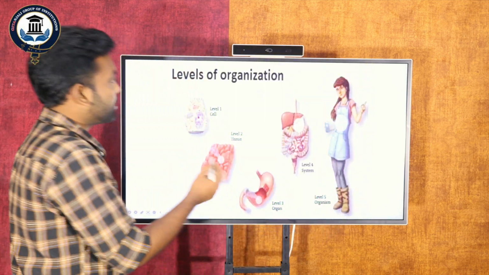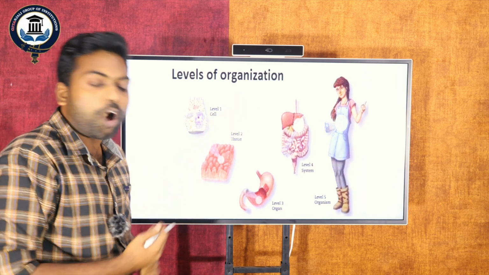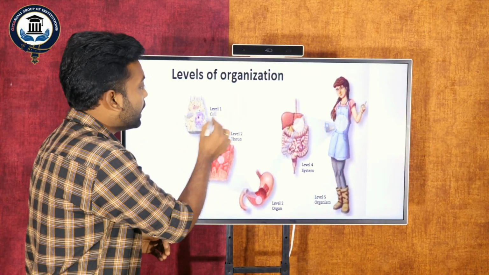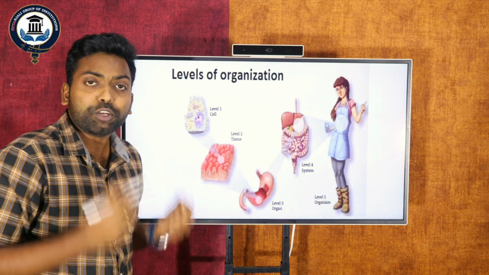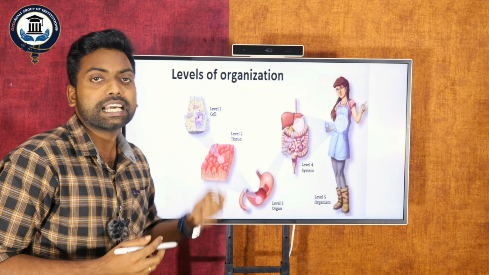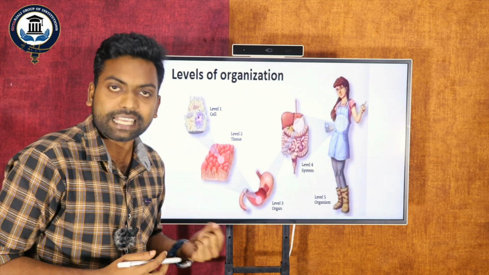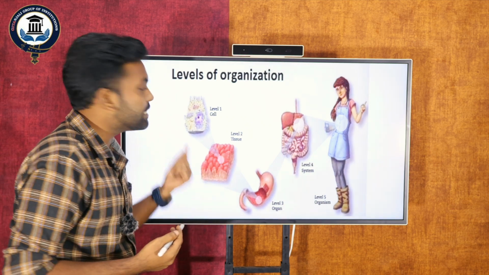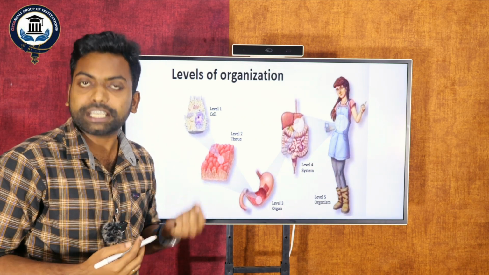So let us see the levels of organism, how the organism is built up. The first one, level one, is the cell. We know that every living human being originates from a single cell. We know there are different kinds of cells. In that case, the single cell is the first originated part.